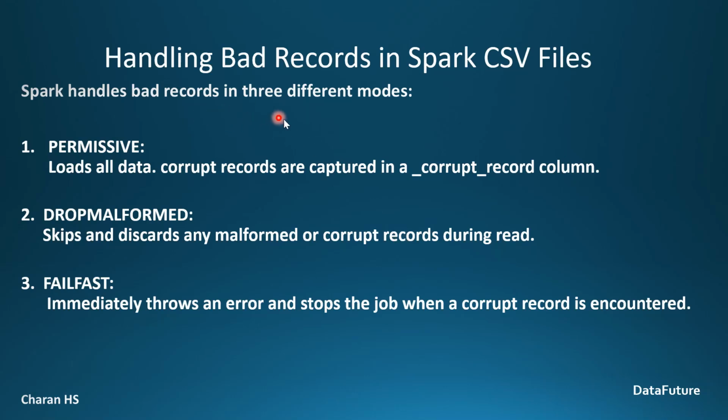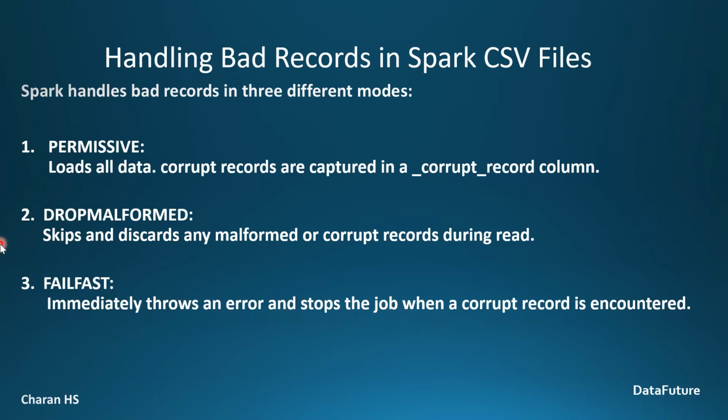Spark handles bad records in three different modes: permissive, DropMalformed, FailFast. Permissive loads all data. Corrupt records are captured in a corrupt records column. DropMalformed skips and discards any malformed or corrupt records during read. FailFast immediately throws an error and stops the job when a corrupt record is encountered.